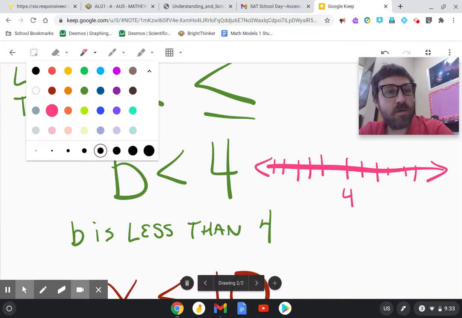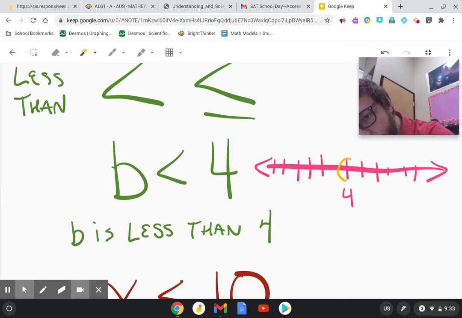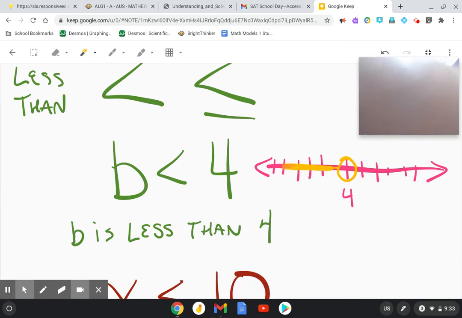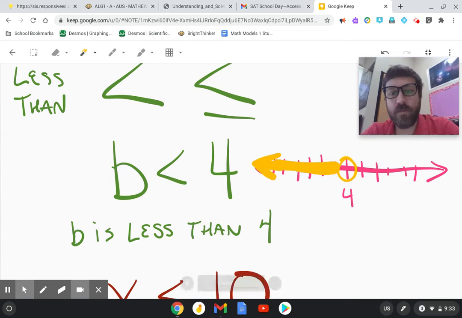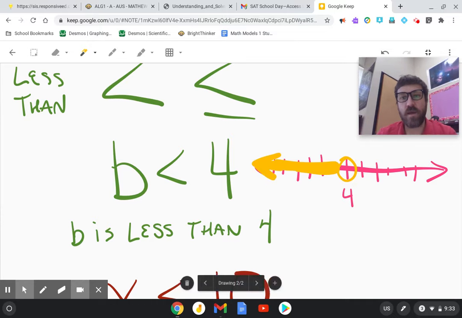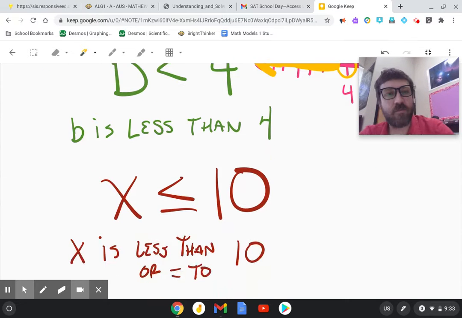Numbers above and below. And then I would have an open circle at 4, and I would have shading going below that number, going down this way. So greater than is going to go to the right of the number. Less than is going to go to the left of the number.